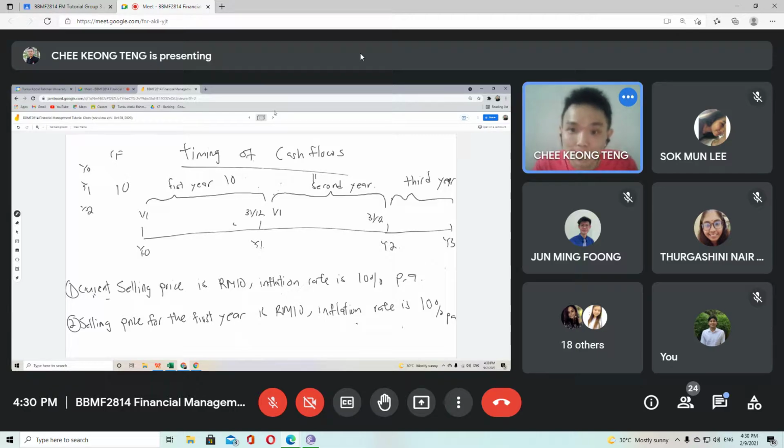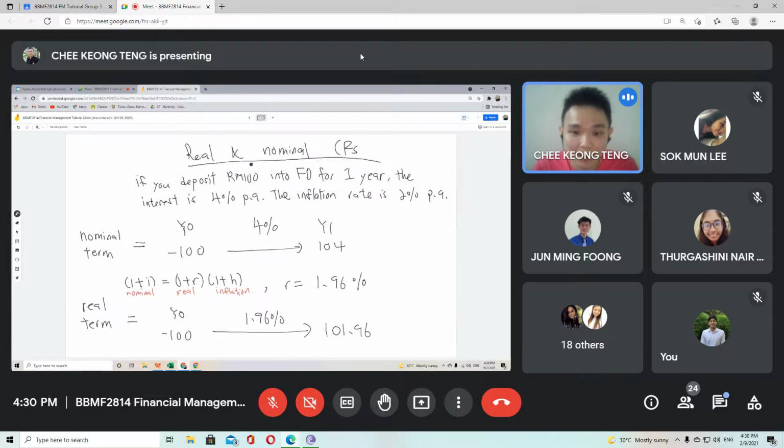All right, and then the last part, a little bit longer like what I said, but this one is the last already. Okay, so the last part is real cash flow versus nominal cash flows. First of all, in order for you to understand, I have an example here. If you deposit 100 into fixed deposit for 1 year, the interest is 4% per annum. Inflation rate is 2% per annum.